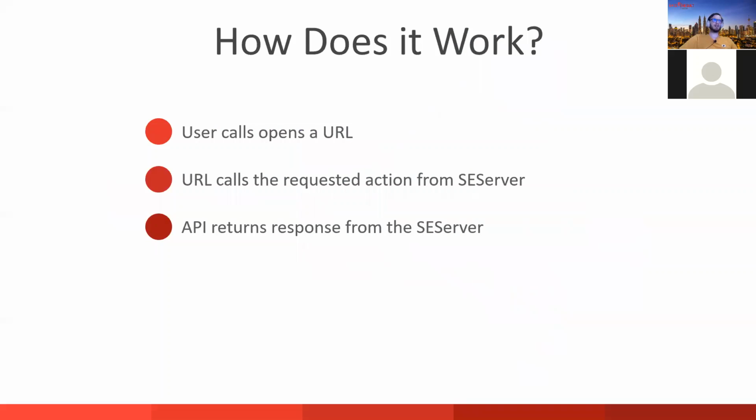How does that work? Well, essentially, all that you need to do is open a URL. The URL is configured within Races.12 to do something, and that URL will recall the requested action from the sports event server, and the API server will return that response to you. So if you set it up to return a list, the API server will load that list from the sports event server and return it to you. Simple.